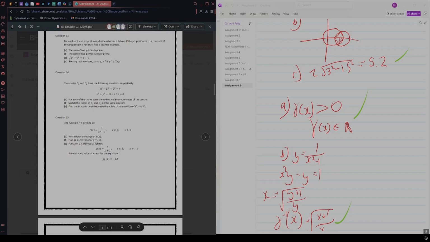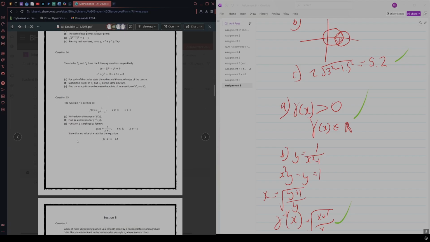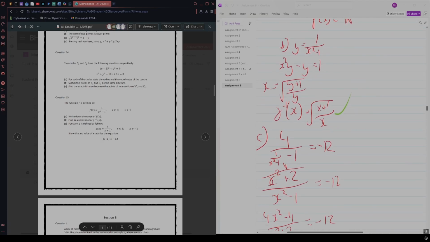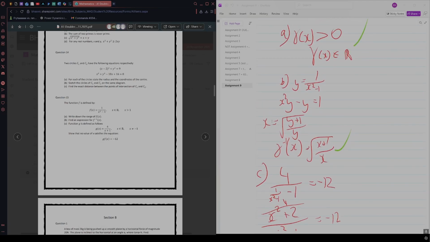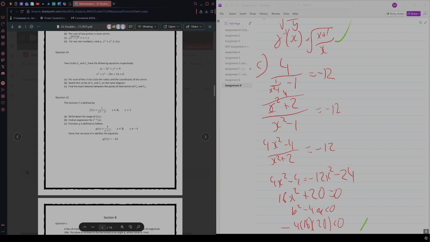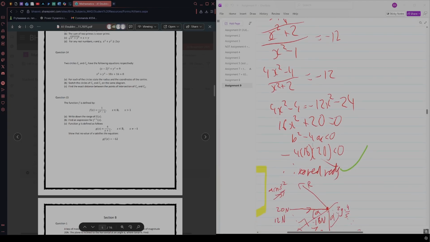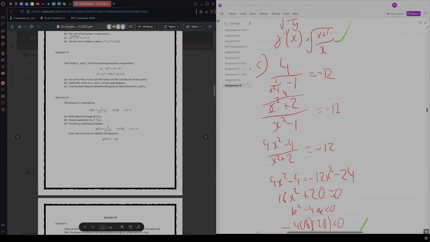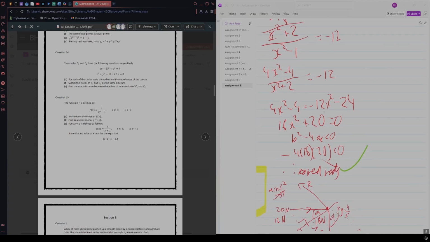Next question, we have some functions. Write down the range, normal stuff. For the next question, for the inverse, just do the factorizing stuff. It says that x is greater than 1, so you don't have to worry about the plus minus. Next question, show that no value of x satisfies this equation. You just substitute. It's a composite function. Do all the algebra, do the discriminant, and therefore it has no real roots.